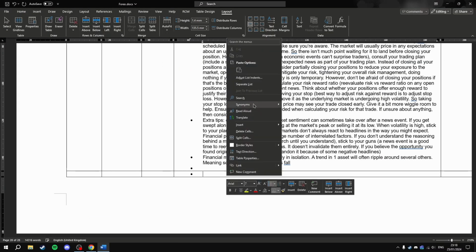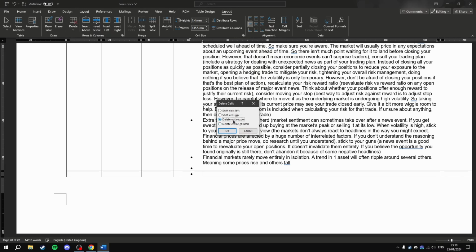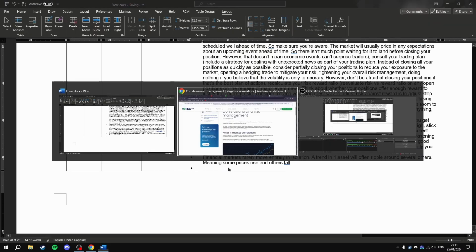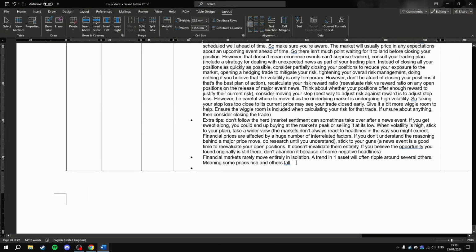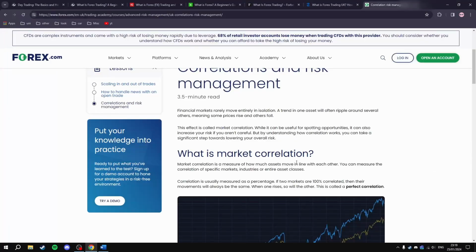Let me just delete this row. This effect is called market correlation. While it can be useful for spotting opportunities, it can also increase your risk if you aren't careful. But by understanding how correlation works, you can take a significant step towards lowering your overall risk.